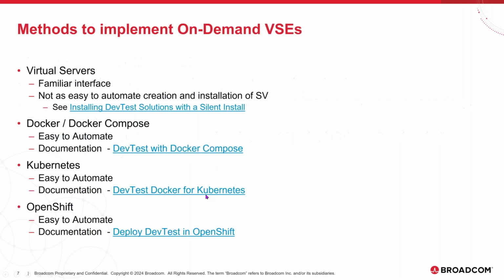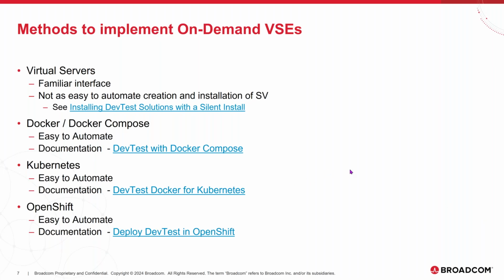So what are some of the methods? First is virtual servers. It's a very familiar interface. A lot of people don't find it as easy to automate creation and installation of SV, although we do have a silent install. If you look in our documentation, and the link will be in the handout, you can use a silent install file with a configuration file, and this allows you to do that silent install, but you've got to bring up the virtual service environments, the servers.